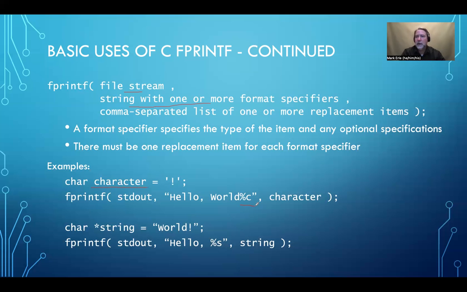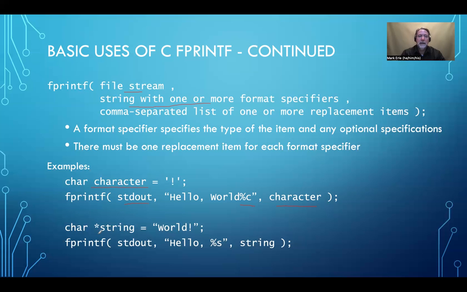So immediately following the d in hello world, we're expecting some character to be passed to the fprintf function. And in this case, we're passing the variable name character. So we would expect hello world exclamation point to appear on our screen when we compile and execute this program.